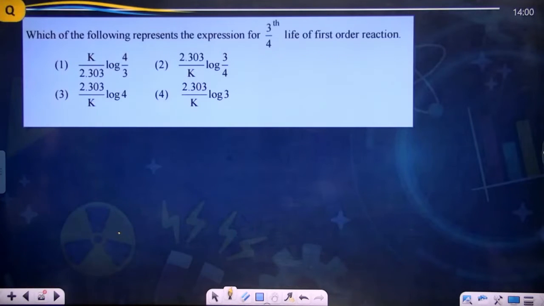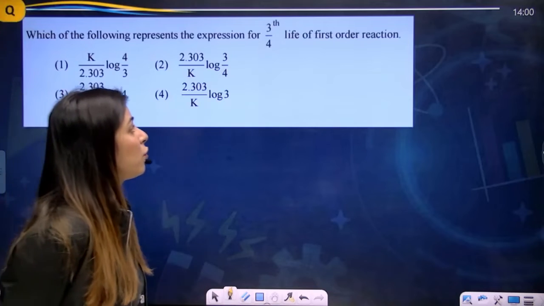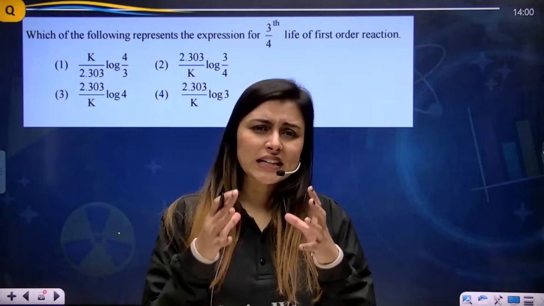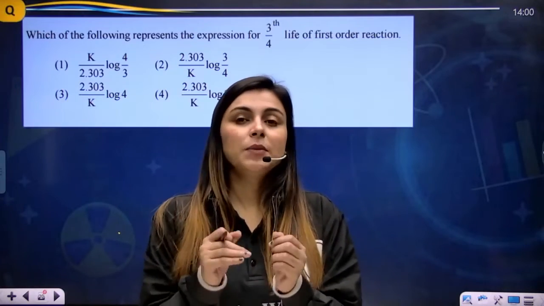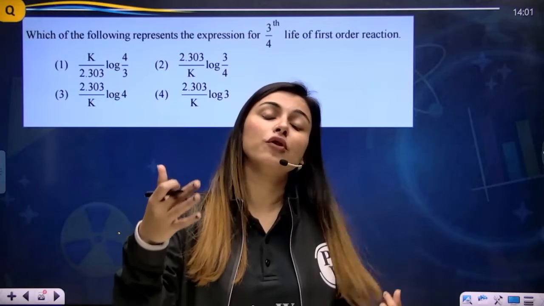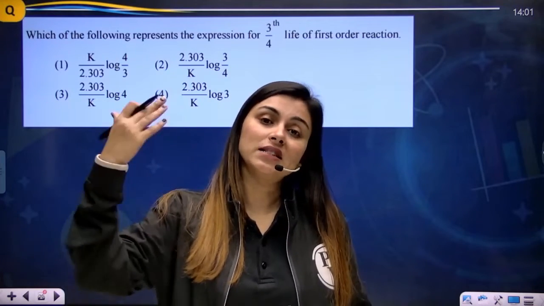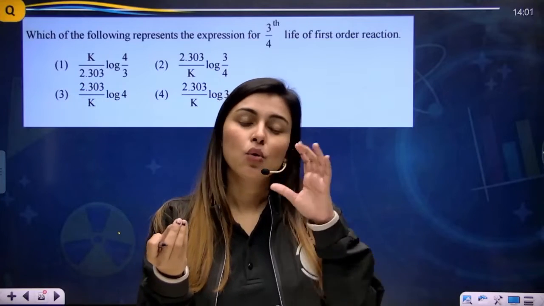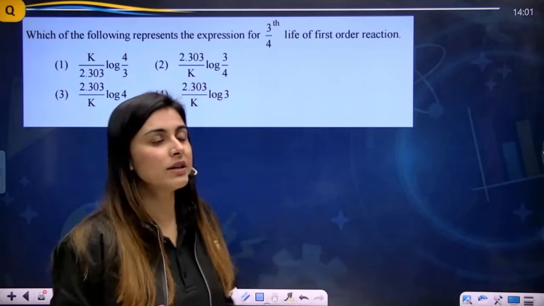Now try to do this question. Which of the following represents the expression for 3/4 life of a first order reaction? If it is the 3/4 life, this means that 3/4 of your reaction has taken place. That is, 3/4 of your initial amount of reactant has been consumed. So, how much amount of your reactant is left? Only 1/4 is left.